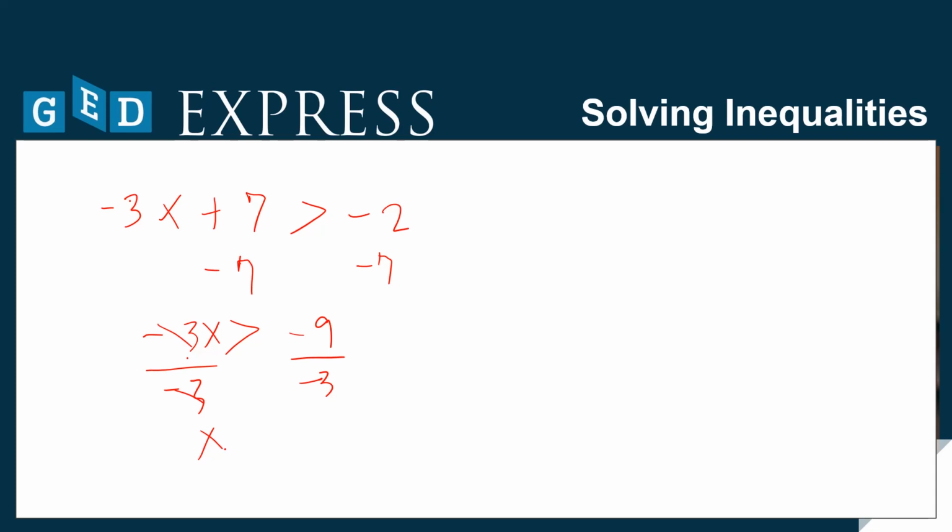Here, again, based on the special rule for inequalities that differs from equations, anytime you multiply or divide by a negative number, the inequality changes direction. So the inequality changes direction and becomes less than. Minus 9 divided by minus 3 is positive 3. So the solution is x is less than 3. So any numbers less than 3 are values of x.